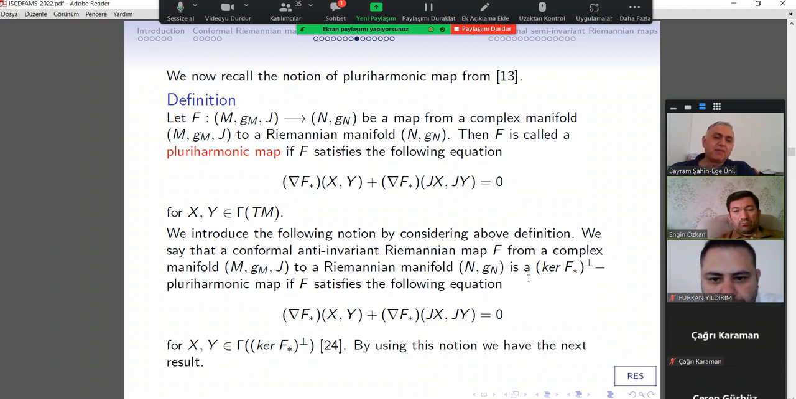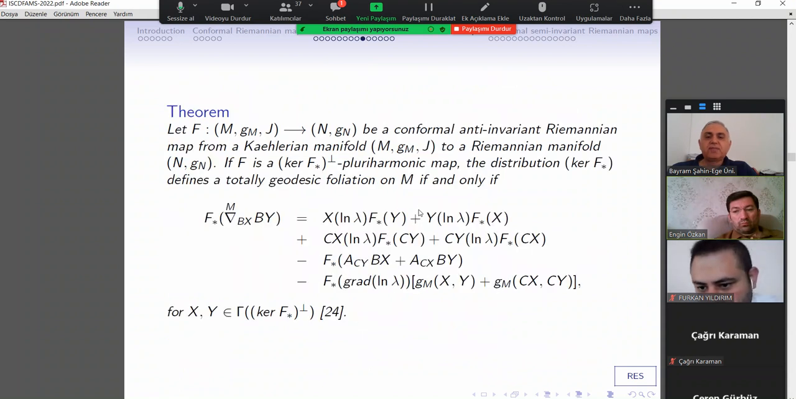So one is this one. We call this conformal anti-invariant Riemannian map kernel F star perpendicular polyharmonic map if it satisfies this equation, but only for X, Y belonging to the kernel F star perpendicular. So not the general case, but only for this case. So this notion gives a new characterization for the distribution kernel F star to be totally geodesic. So here is one theorem about this one, in terms of the notion of the Riemannian submersion and Riemannian map.